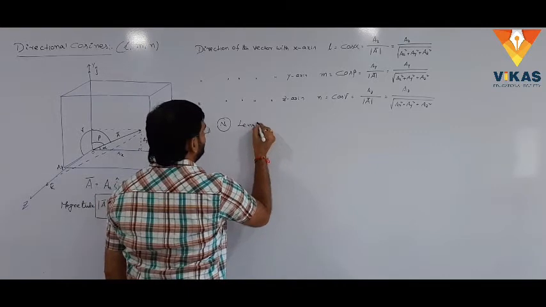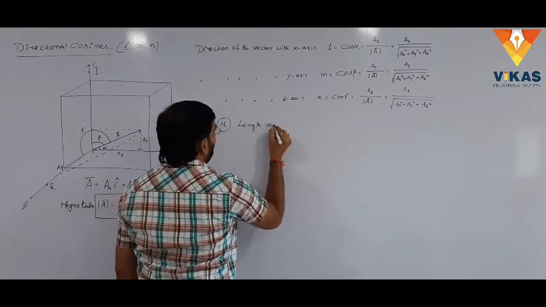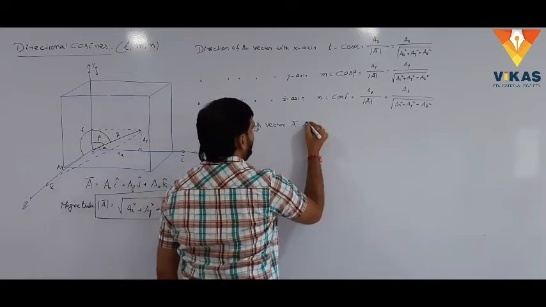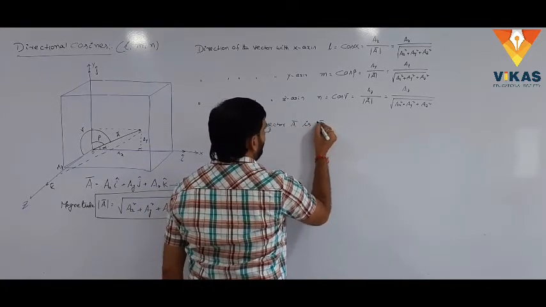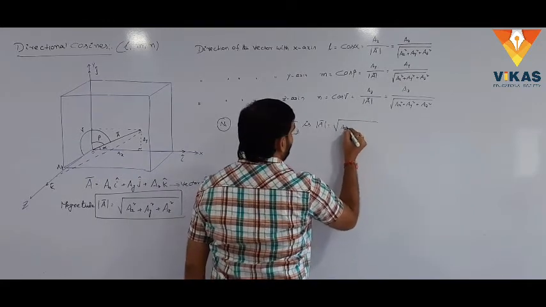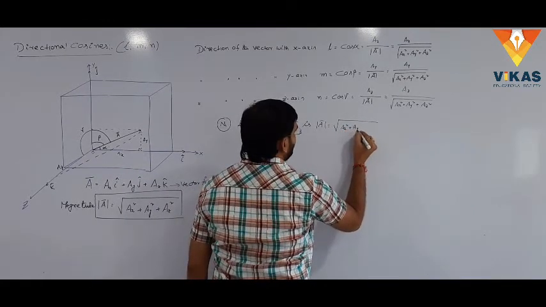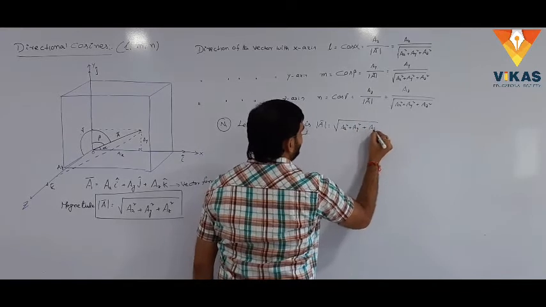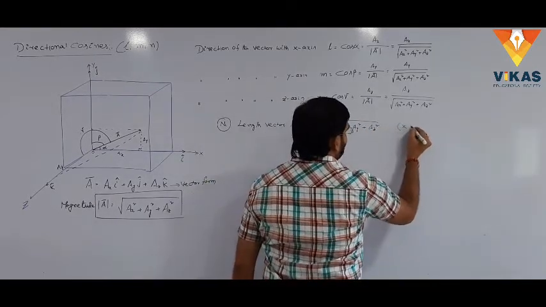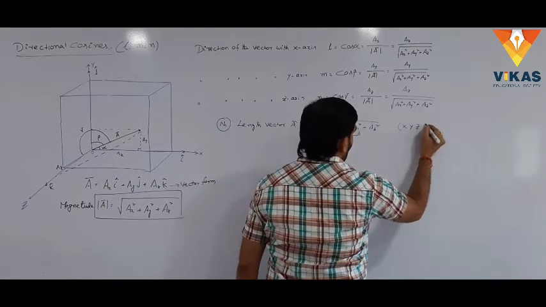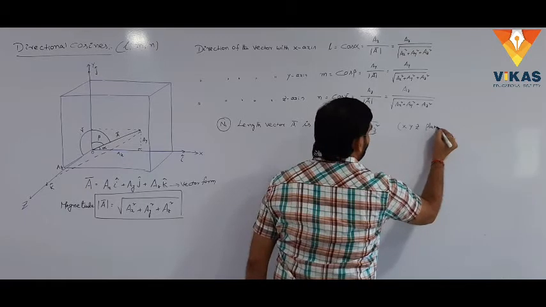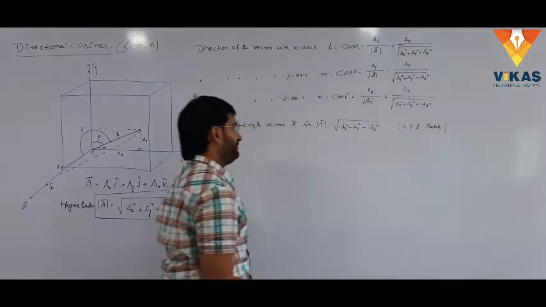Length of the vector a bar is a bar modulus. A bar modulus is nothing but square root of ax square plus ay square plus az square, which is in the x, y and z plane, the three-dimensional plane.